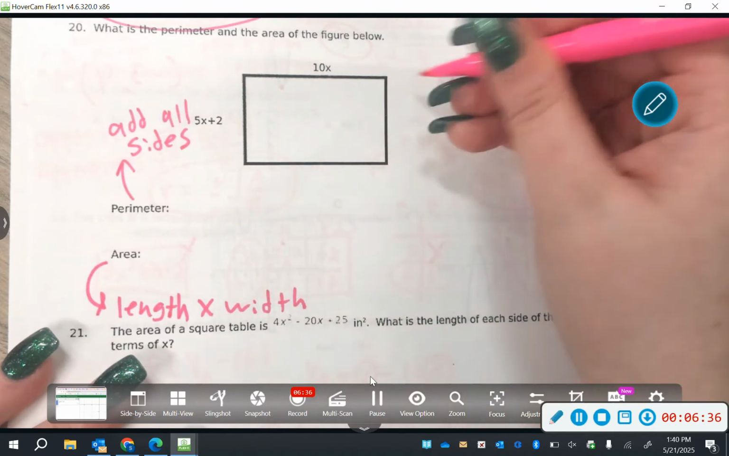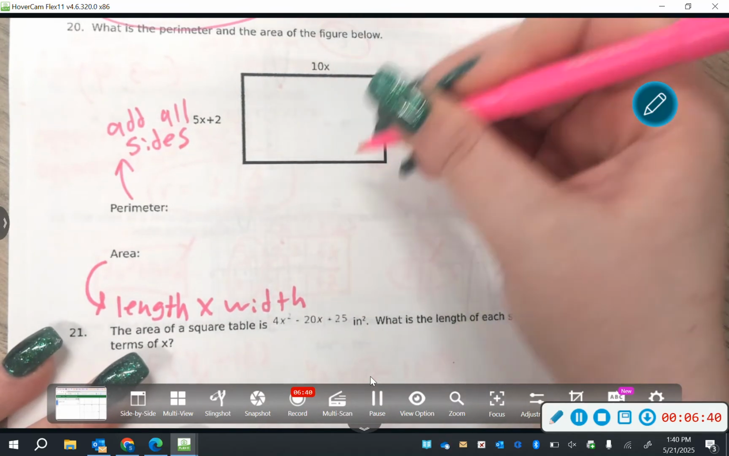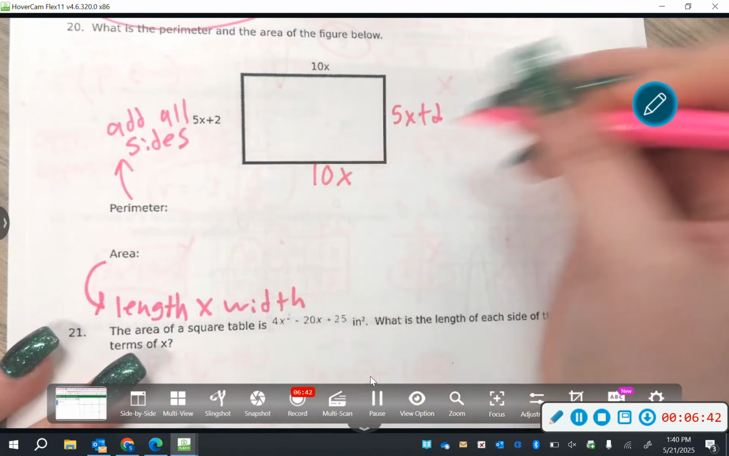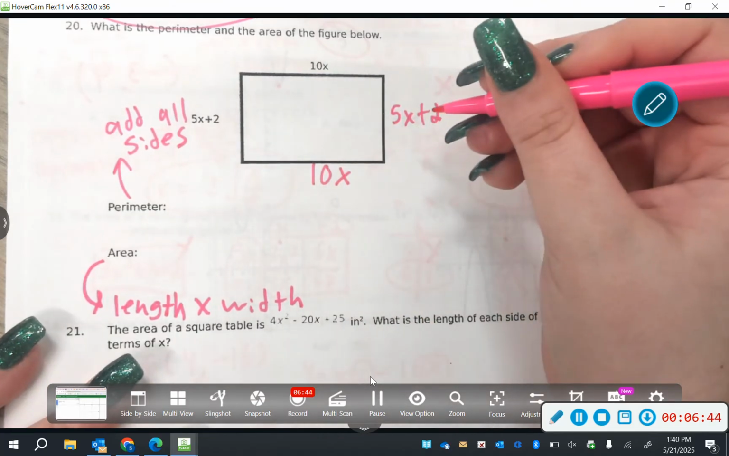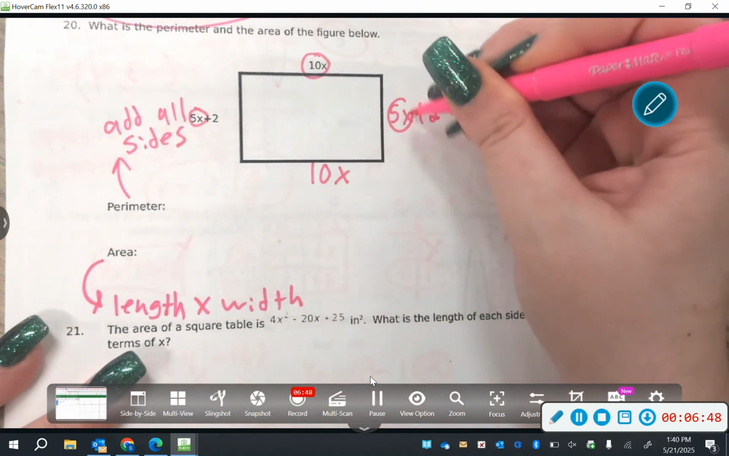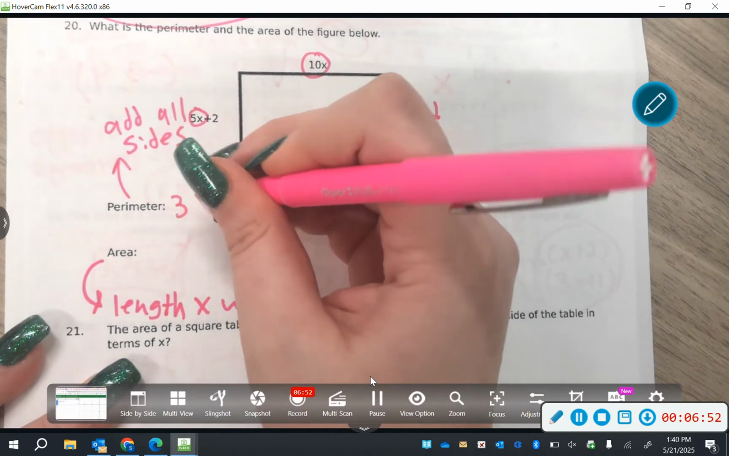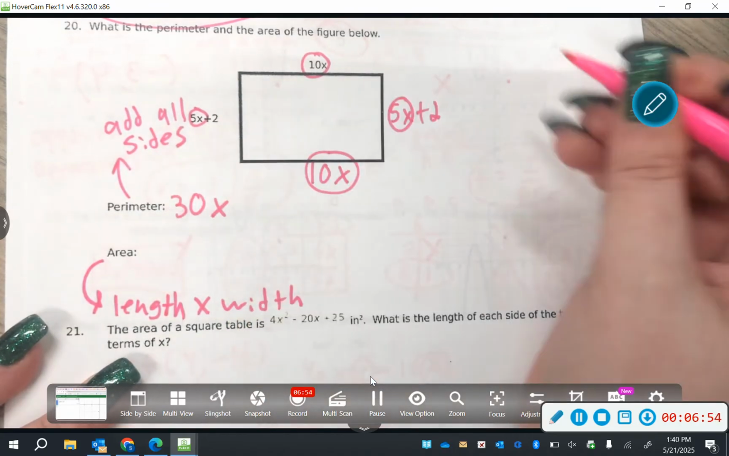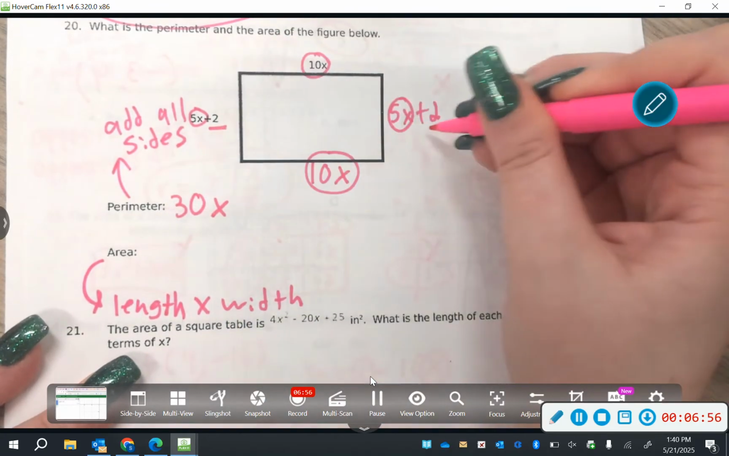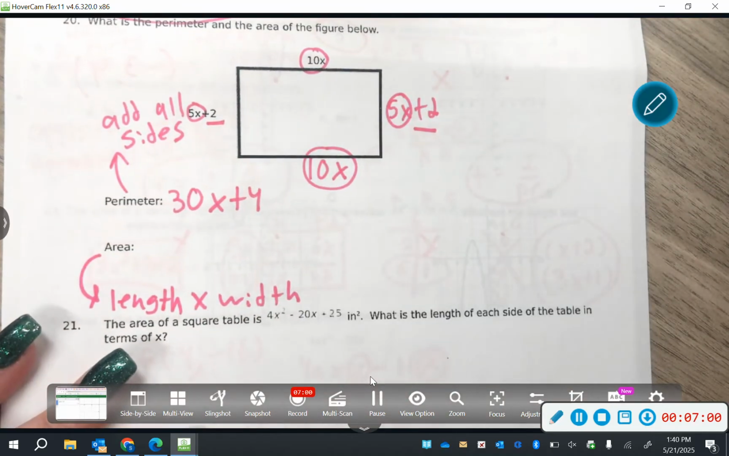If this side's 5x plus 2, this side's 5x plus 2. If this side's 10x, this side is 10x. And then we can combine like terms. So we got 5x, 10x, 5x, 10x. That leaves me with 30x. Then we just combine our numbers here. 2 and 2 should be plus 4.